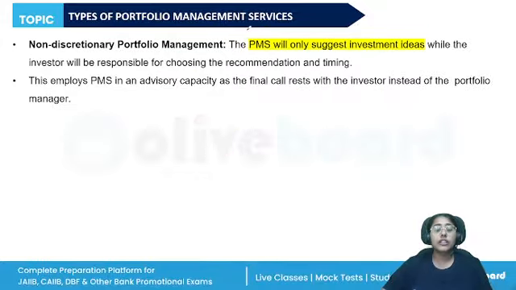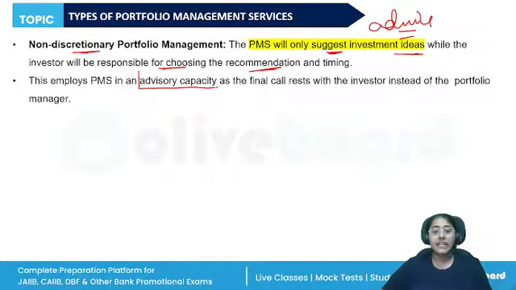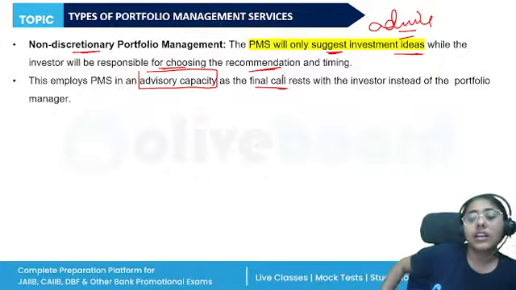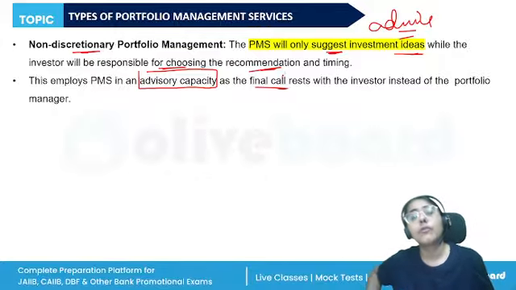Opposite of it is the non-discretionary, where the manager will only suggest, they will only advise. The final decision will be taken by the investor themselves, the client. So the PMS will only suggest the investment ideas, while the investor will be responsible for choosing the recommendation and timing. So here the PMS is in an advisory capacity, and the final call rests with the investor or the client instead of the portfolio manager.